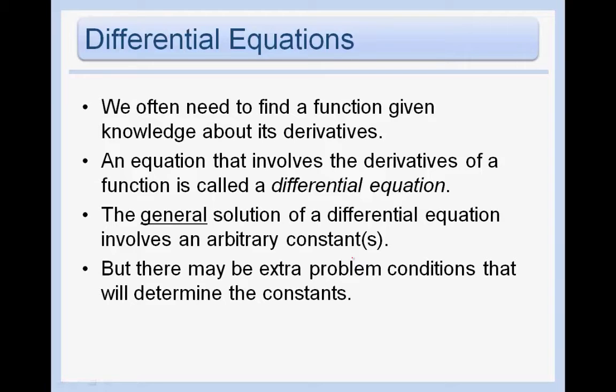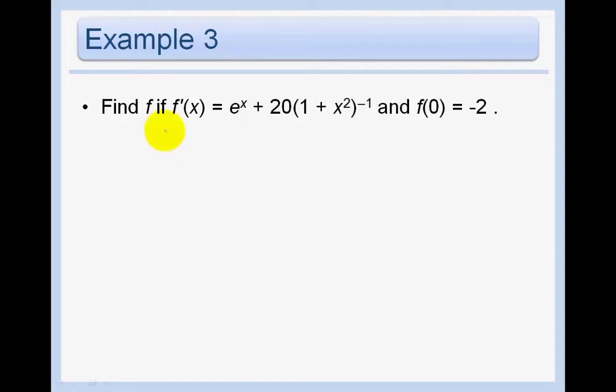So what do I mean? In this example, they tell us what f prime is. They want us to find f of x, but they give us an initial condition. And we can use that initial condition to find our constant c.